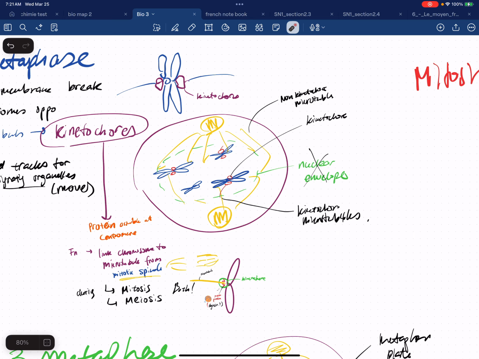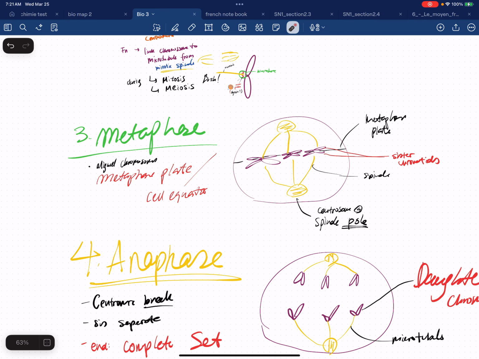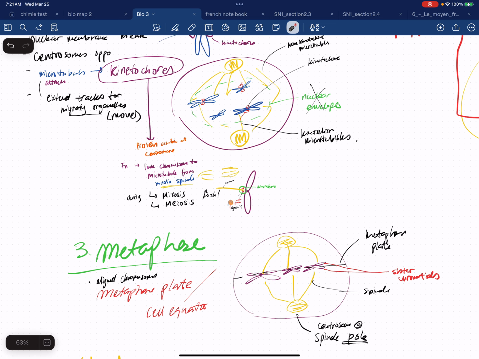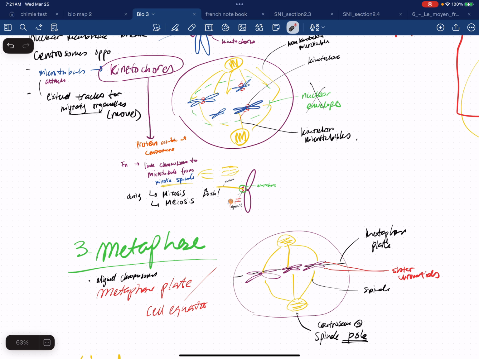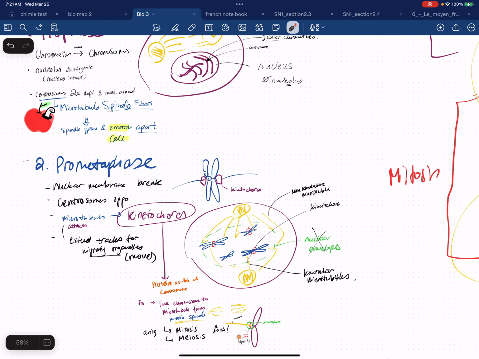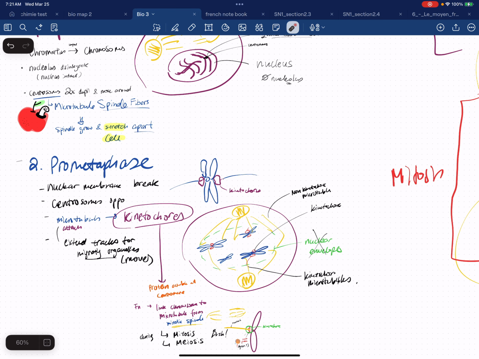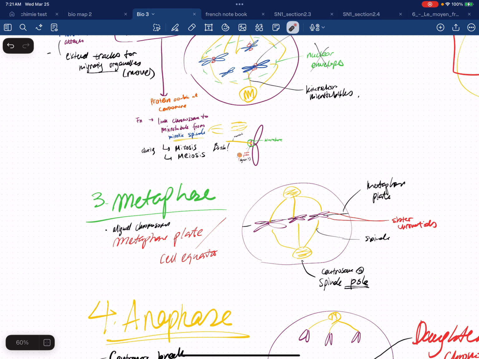And there's no more nuclear envelope. So 3 is the metaphase, and metaphase is the lining up. They will line up at the metaphase plate, the cell equator. So these are all homologous chromosomes that are just lined up. They're sister chromatids that are lined up. They will form these X-looking chromosomes, and they will all line up like this.